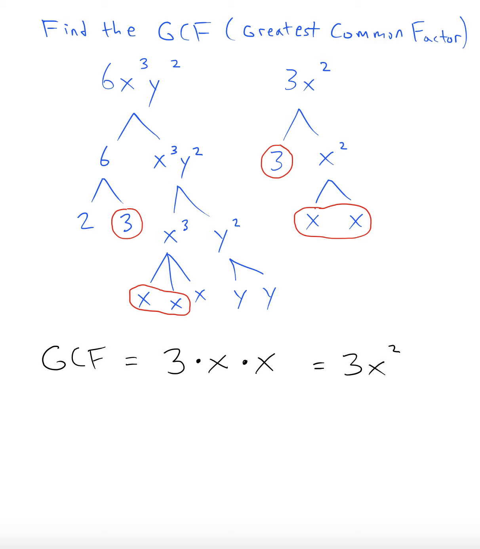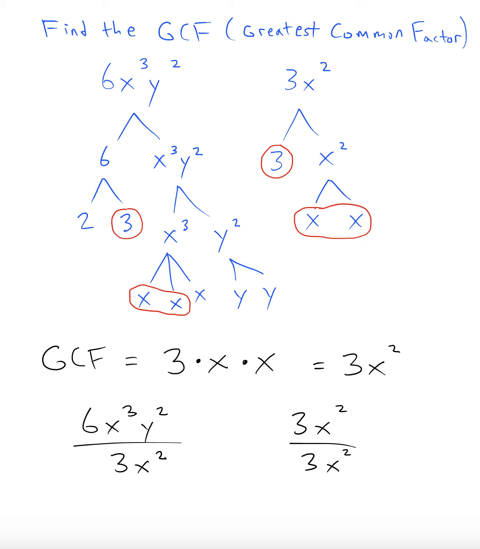Now, what's the purpose of finding a GCF? We're trying to find something that would go into those terms evenly. What do I mean by that? I mean that if we were to take the original 6x cubed y squared, we need it to be divisible by the GCF. And we can check to make sure that it is. And then let's see if 3x squared is divisible by itself. Of course it is.